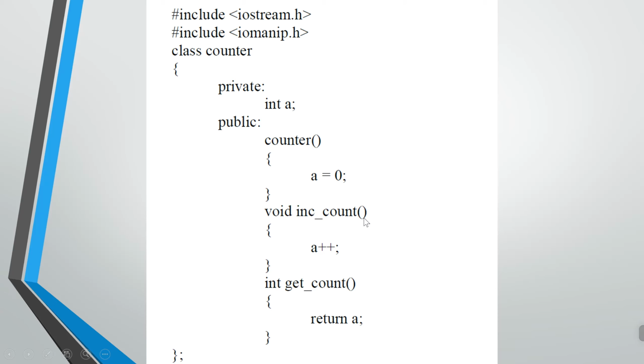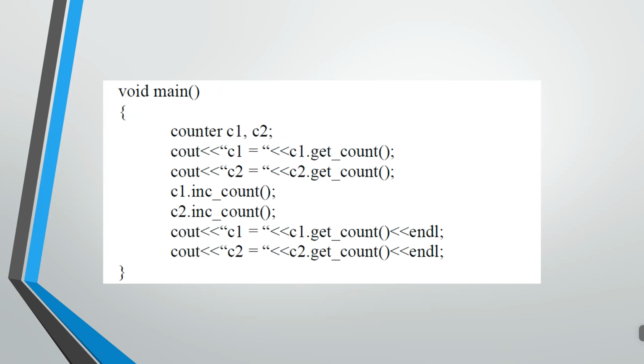One is called increment count, which will increment the value of a, and another one is get count, which has a return value, that is, it returns the value of a. So altogether, this is a class containing one constructor, one attribute, and two member functions, which are declared as well as defined inside the class itself. So the class completes here. So now moving on to the main program, the main function. See here, I have declared two objects. One is C1 and another one is C2.